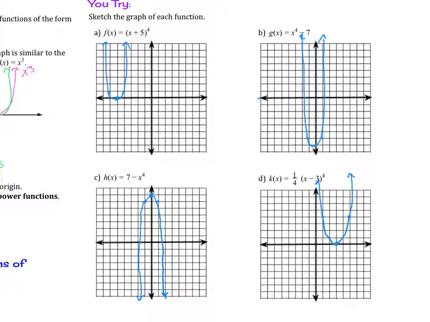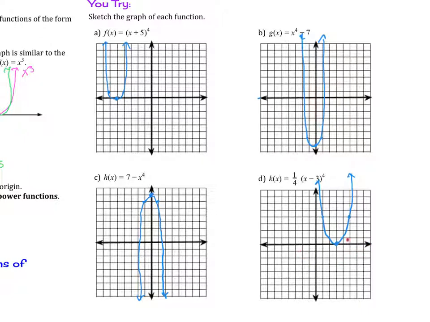Here we tried this out. The first one, you would move left 5, and it's a fourth power, so it's a parabola with a more flattened base near the vertex. And then x to the fourth minus 7, that's down 7. 7 minus x to the fourth, that's actually shifted up and it's reflected. Then this one we have right 3, and it's a vertical shrink by a fourth.